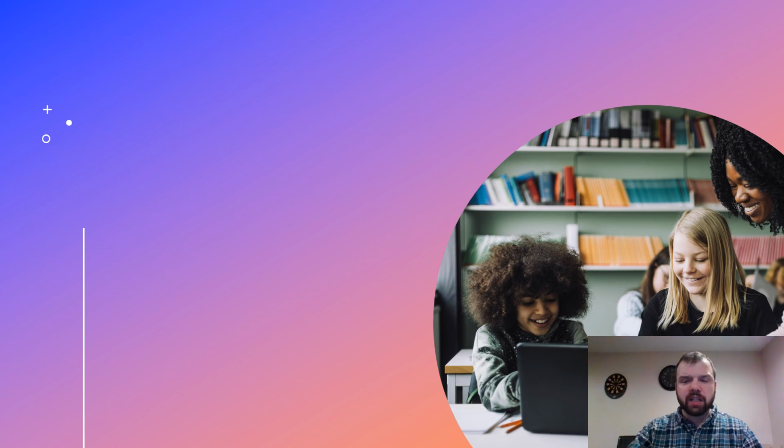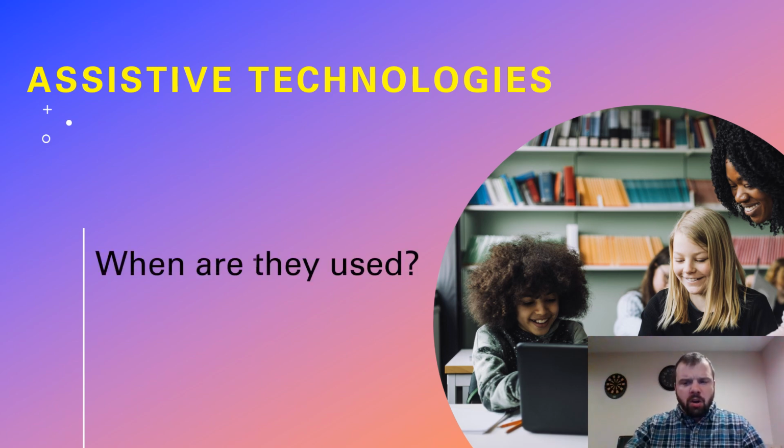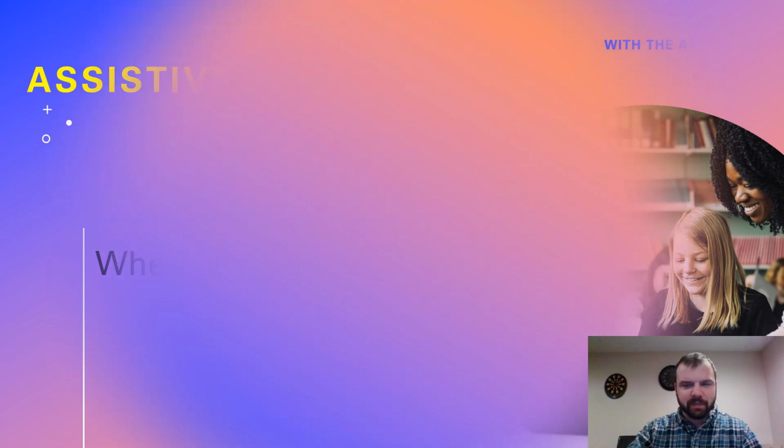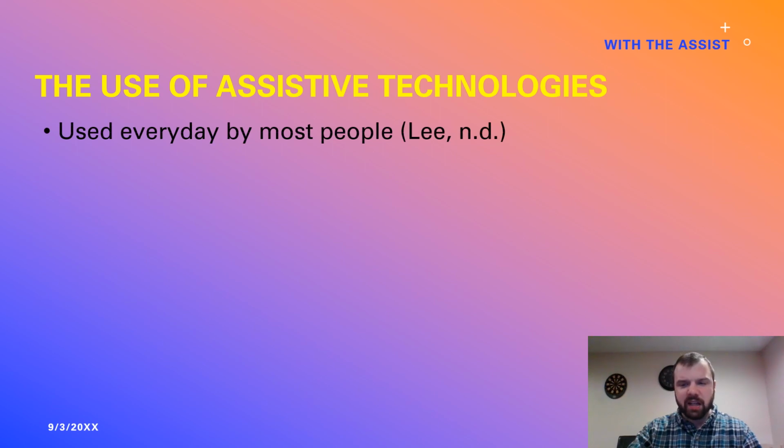Now that we have looked at what assistive technologies are, let us look at when they are used. Who are assistive technologies for? In what circumstances are they used? And who pays for these things anyways? I am referencing Andrew Lee again. He tells us that assistive technologies are used every day by most people in some way.